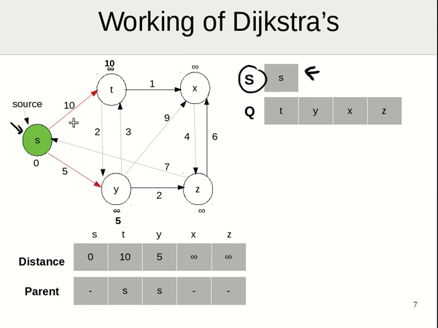And now I need to do something called relaxation. Meaning now I'll have to find all the outgoing links from S to all other neighbors. So S has two outgoing links. One is to T, the distance is 10, and one is to Y, the distance is 5. So if I go from S to T, initially it was infinity. I marked the distance as infinity, but if I go via S, going to S is 0, so 0 plus 10 is 10.